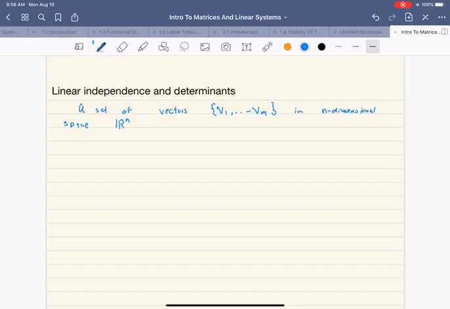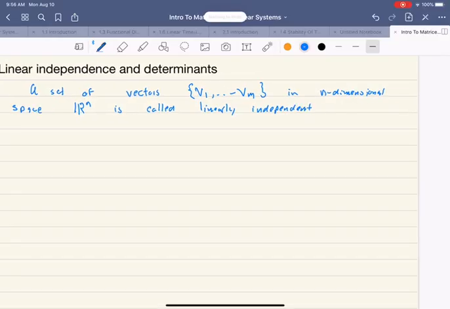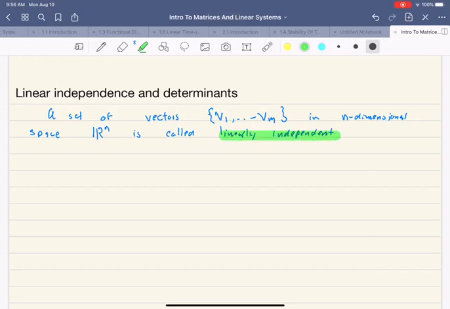A set of vectors is called linearly independent if c1 v1 all the way up to cm vm equals 0 is equivalent to c1 equals c2, and all of these equaling 0.